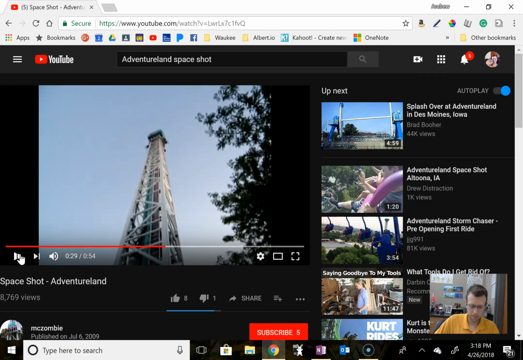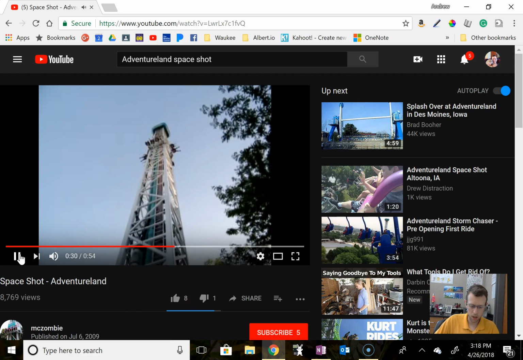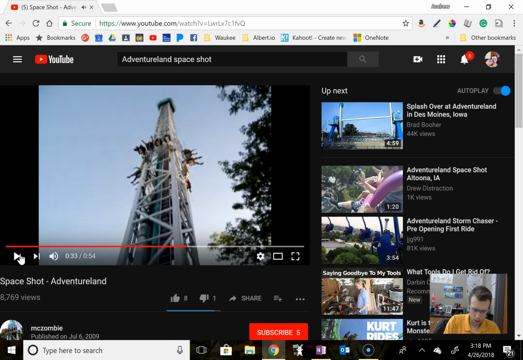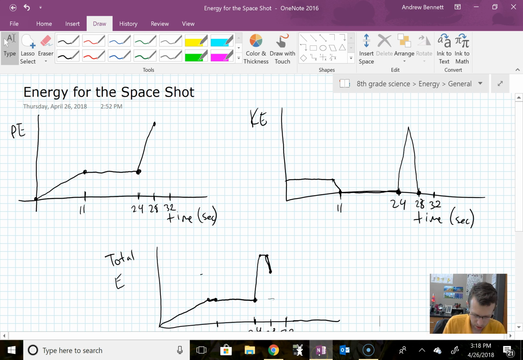Here it is. Falling, falling, falling, and slowing down to a stop. All right. 28 to 32 seconds then. Let's take a look at that one. So potential energy goes with height. They start way up high, they end way down low. So we have a decrease in height, which means a decrease in potential energy. And it looks like it gets back down to around the same level as it was before it launched off. Maybe a little bit higher, but pretty close to the same level anyway.